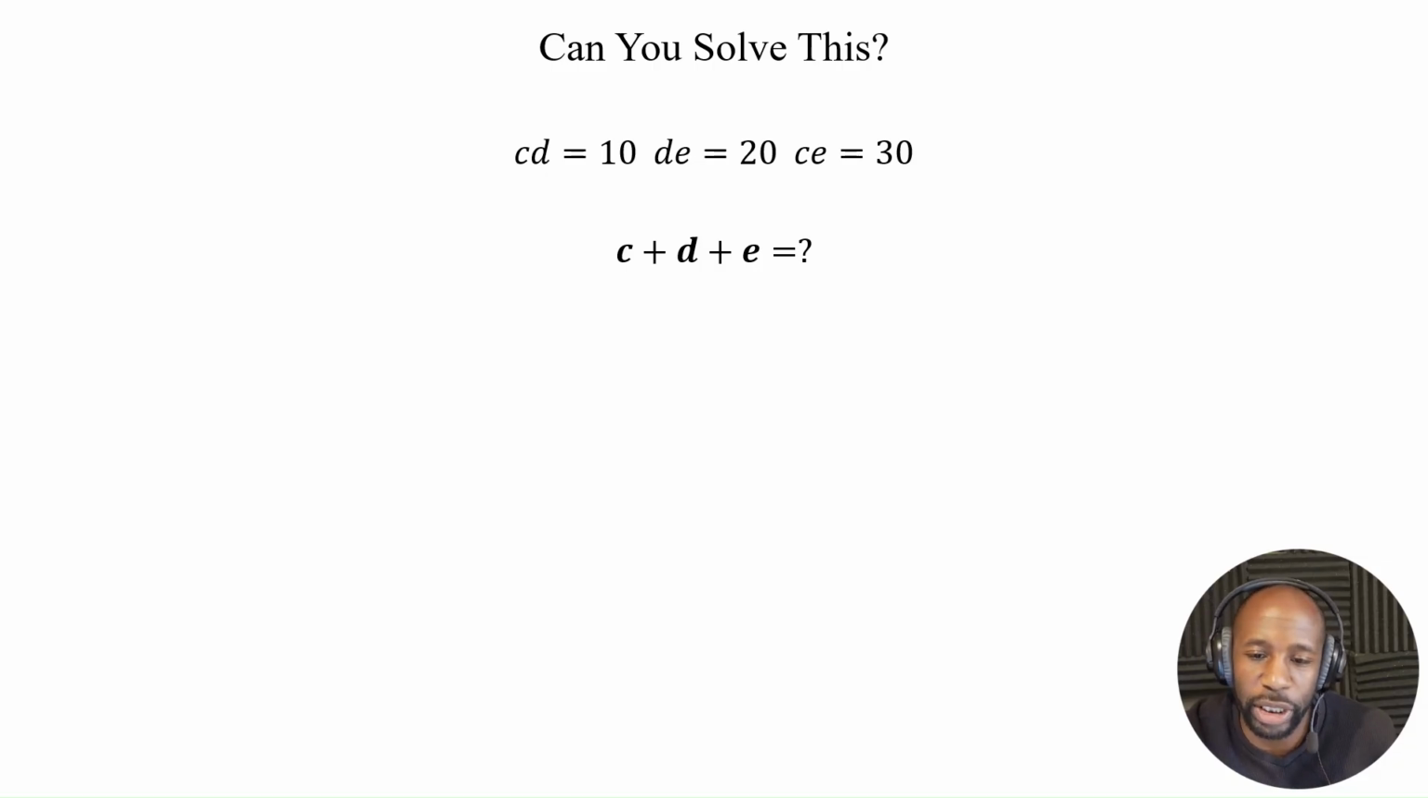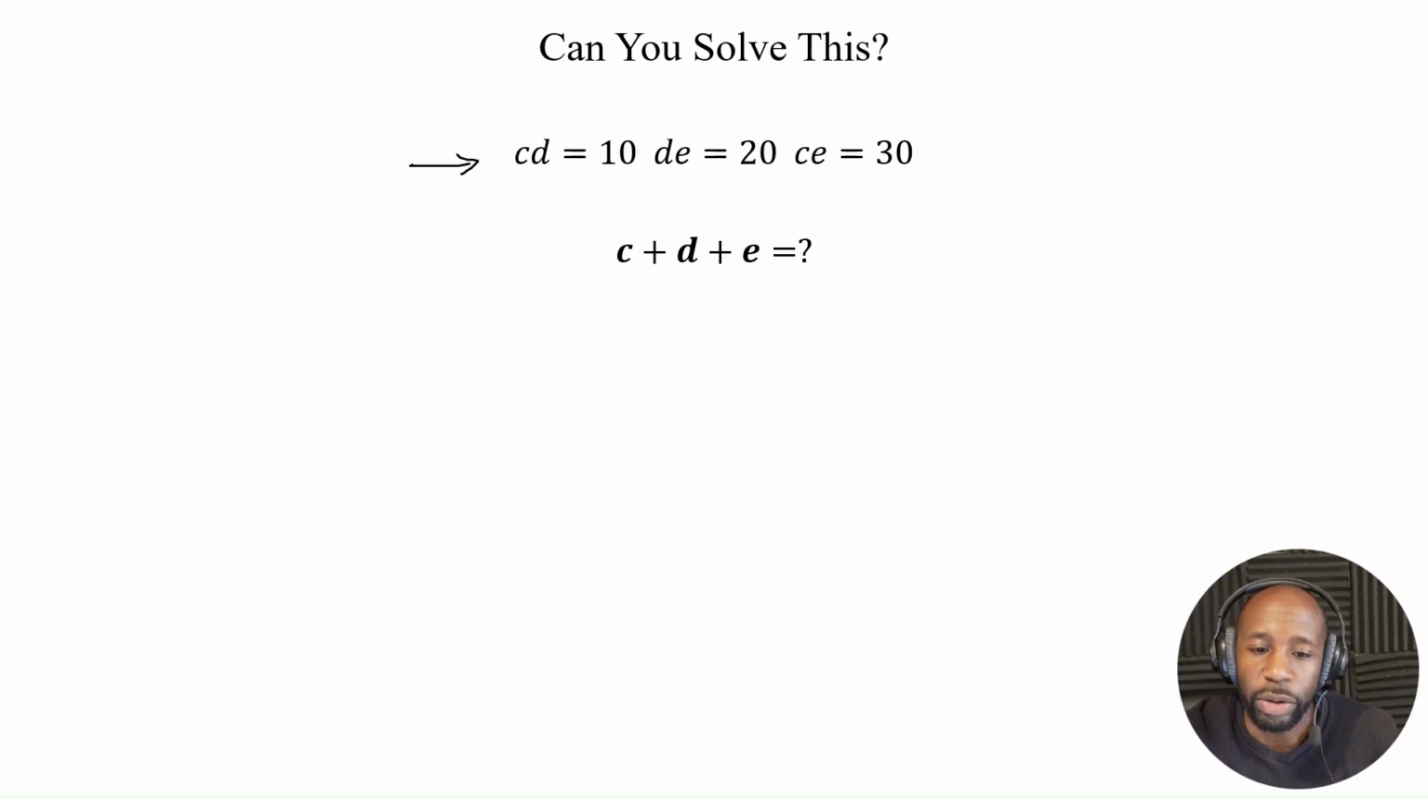C times D equals 10, D times E equals 20, C times E equals 30. What is C plus D plus E? So really, what all we have here is a system of three equations, and we can use two of them, manipulate them so that we can have one variable in the third equation, and then finally we can go backwards and solve for the other two. We solve for that first variable, then we solve for the other two variables afterwards.